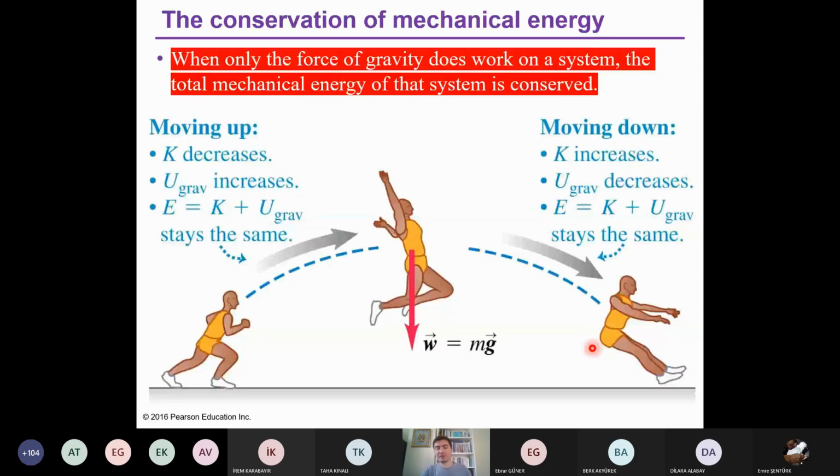Now let me give you a few examples. Any question? So here there is an athlete, let's say, okay, and then he jumps.